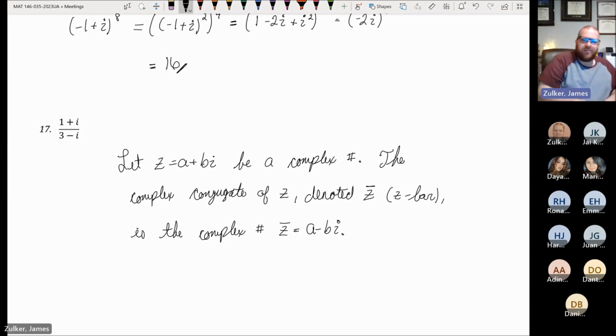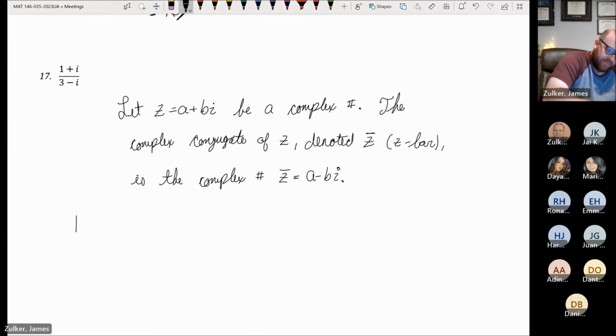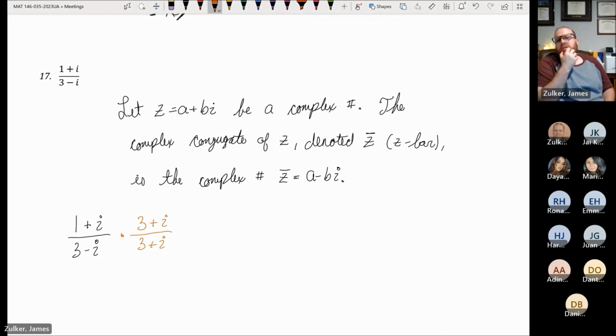So when you take the complex conjugate of a complex number, you just change the sign of the imaginary component. Now, why is that important? When we divide complex numbers, we rationalize the denominator. To do that, we multiply both the numerator and the denominator by the complex conjugate of the denominator.